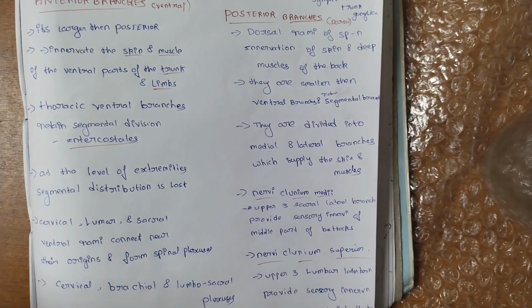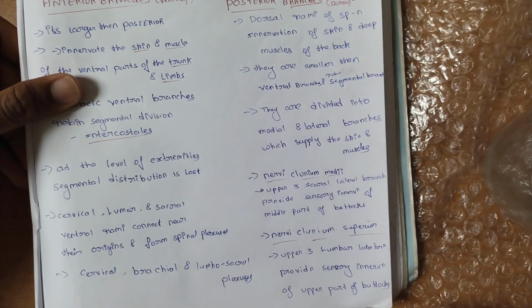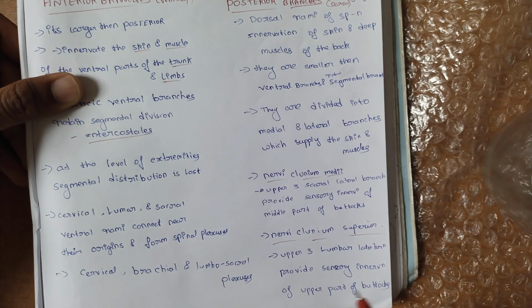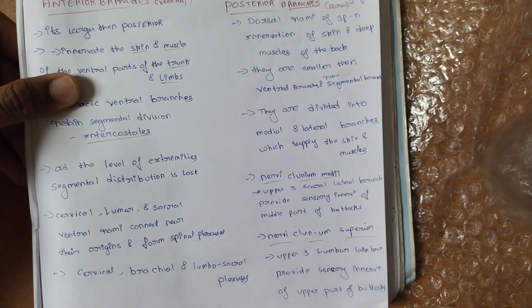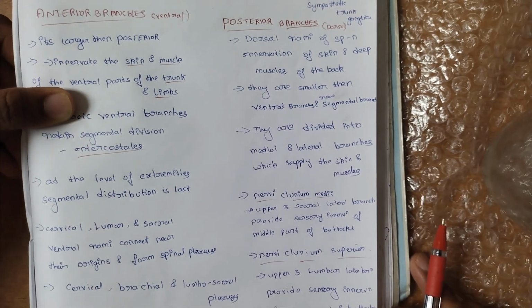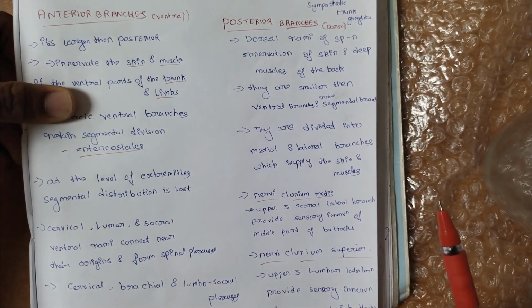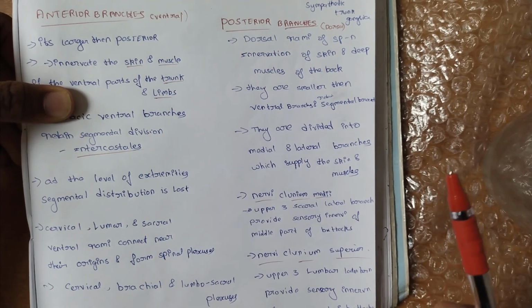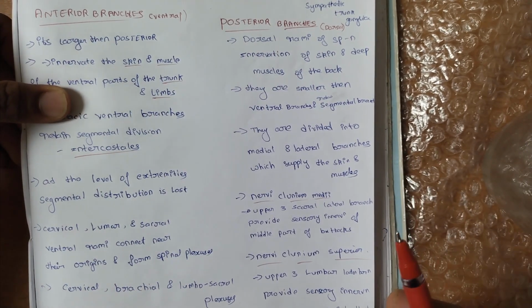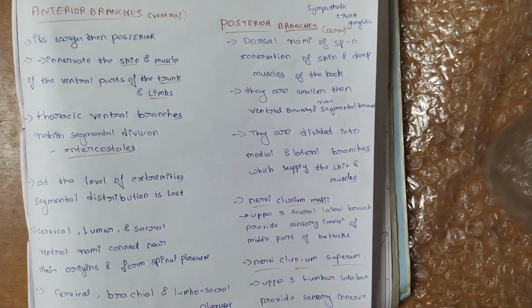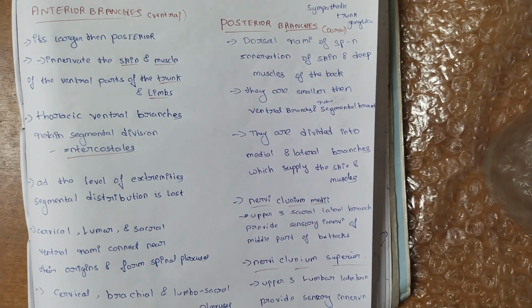What is plexus first? Plexus means the formation of webs by the nerves like spinal nerves, forming webs and giving branches. Okay, then let's see posterior branch or dorsal branch. It's called dorsal rami of spinal nerve. It gives innervations to the skin and deep muscles of the back.